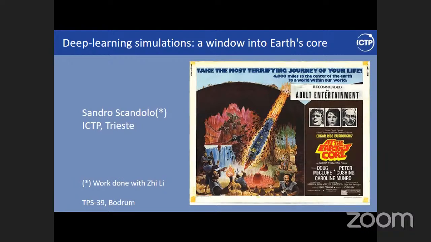We detect the seismic waves and we try to extract information about the structure of the Earth from them. So there's no surprise that people have used their imagination to try to imagine what might happen in the Earth's core. I'm still wondering why this is recommended for adult entertainment, but I don't know.